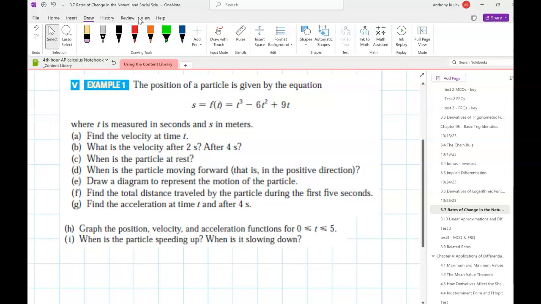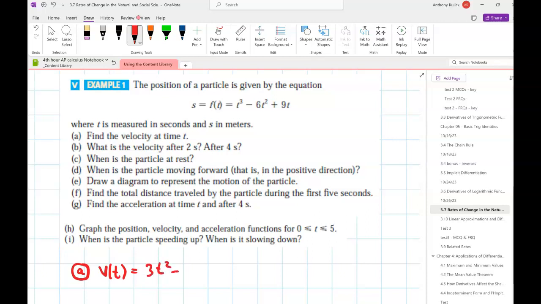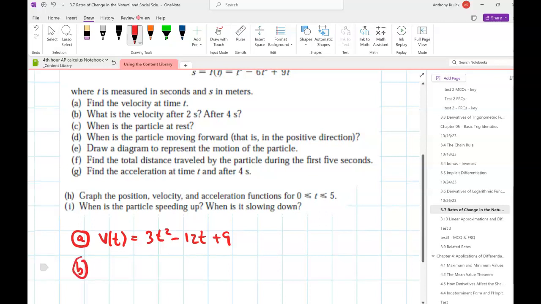So it says the position function of a particle is given by the equation, yada, yada, yada, where t is measured in seconds and s in meters. Find the velocity at time t. Who remembers the relationship between velocity and position? Velocity is the first derivative of position. So what would the derivative of s be? Everybody agree with that? That looks good.